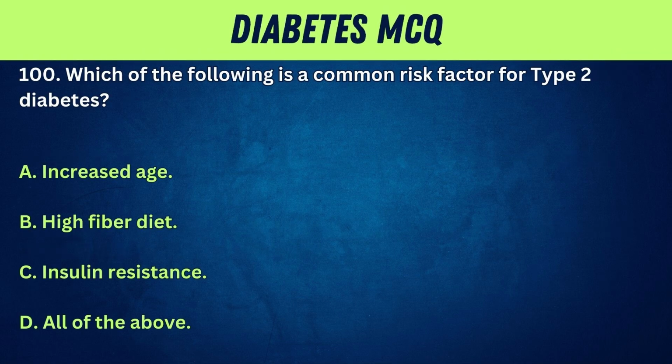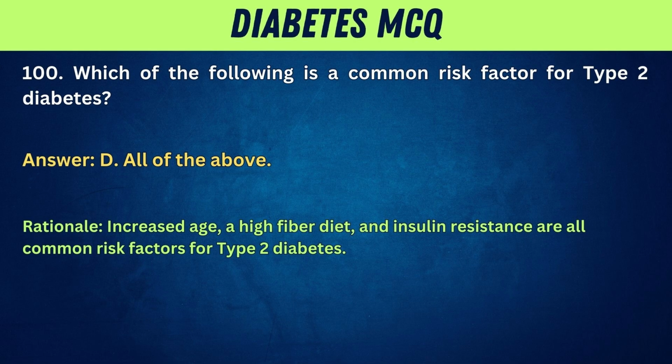100. Which of the following is a common risk factor for type 2 diabetes? A. Increased age. B. High-fiber diet. C. Insulin resistance. D. All of the above. Answer: D. All of the above. Rationale: increased age, a high-fiber diet, and insulin resistance are all common risk factors for type 2 diabetes.